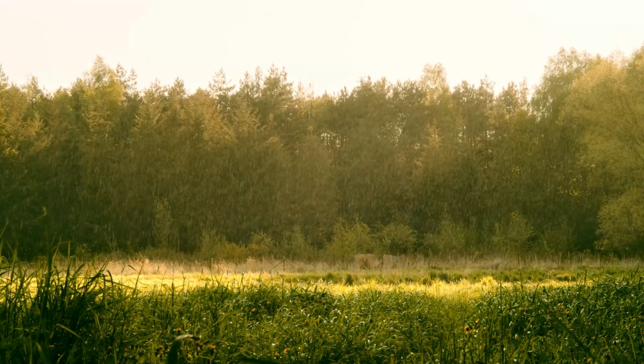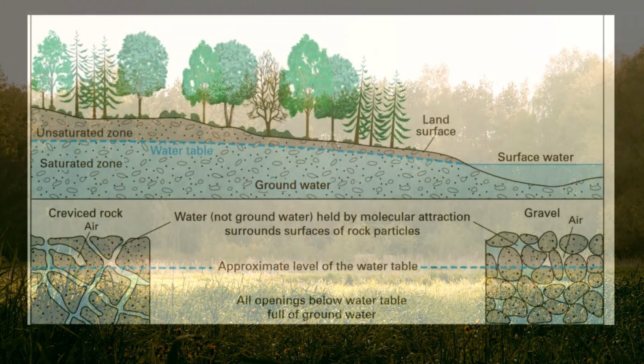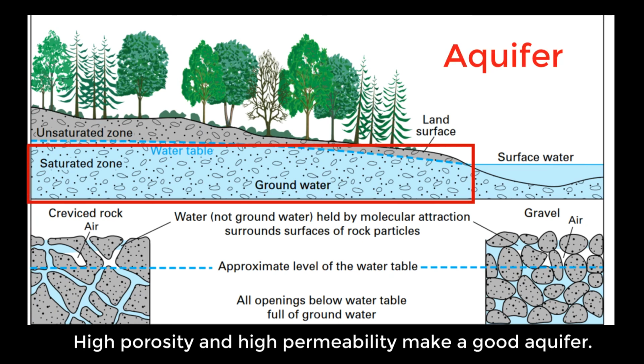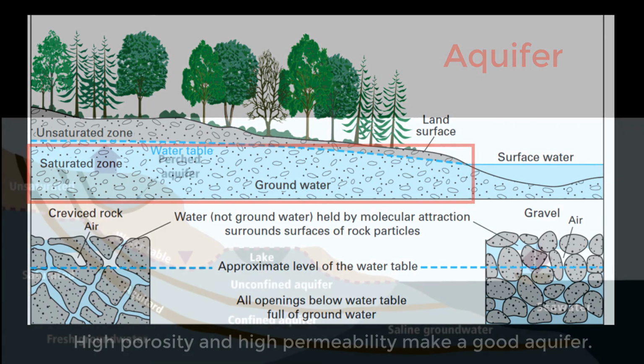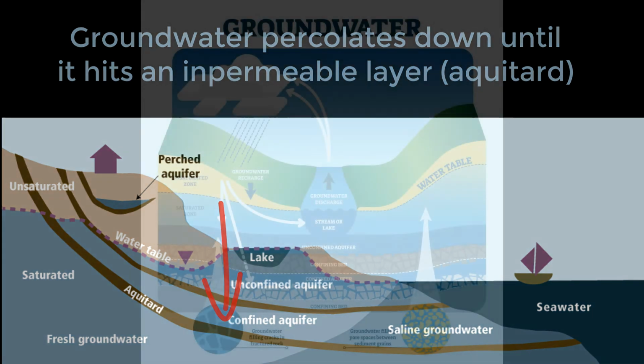Rainwater soaks into the ground, percolating down until all the pore spaces are filled. The rock or sediment layer that holds this water is called an aquifer. And as you can imagine, good aquifers have high porosity and high permeability. The water will infiltrate down until it hits a low permeability or impermeable layer such as clay, and then it begins to pond above this layer, which is called an aquitard.